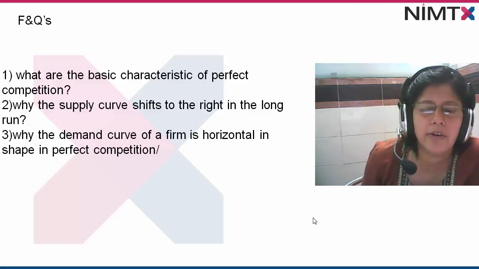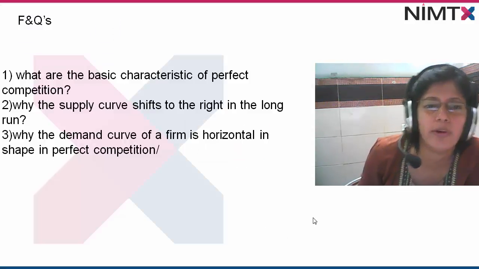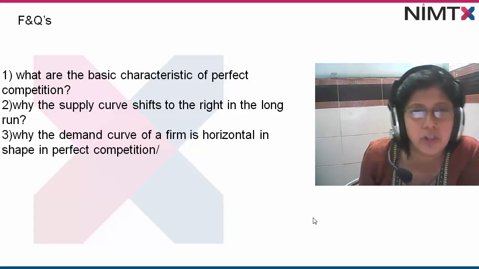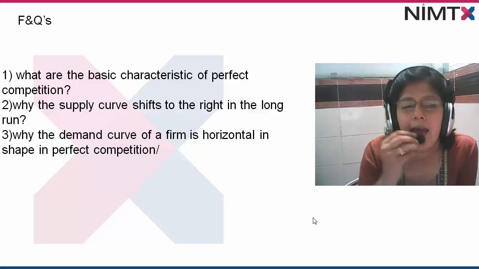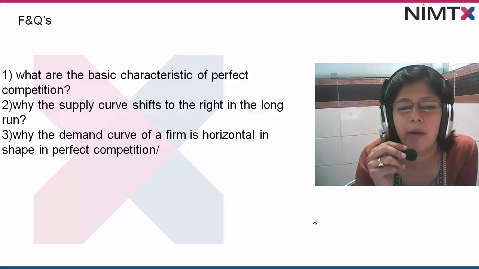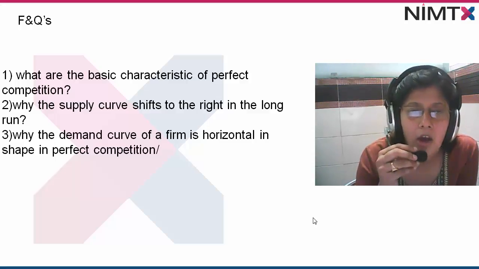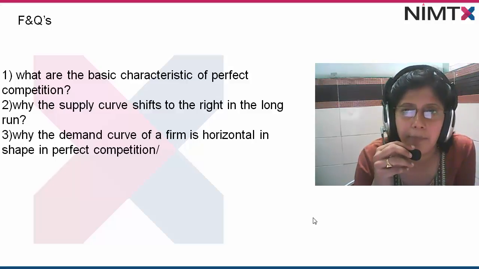Next we have frequently asked questions. These are: what are the basic characteristics of perfect competition; second, why does the supply curve shift to the right in the long run; and the third one, why is the demand curve of a firm horizontally shaped in perfect competition.